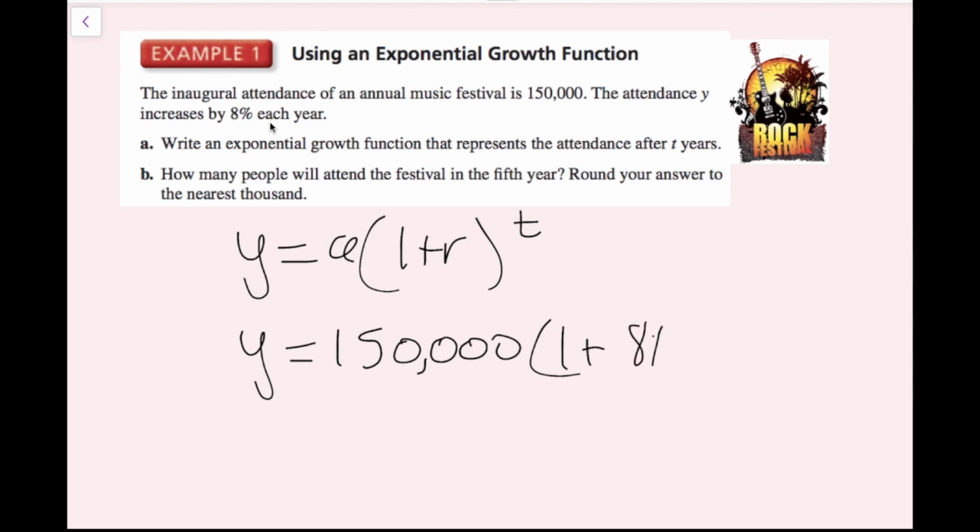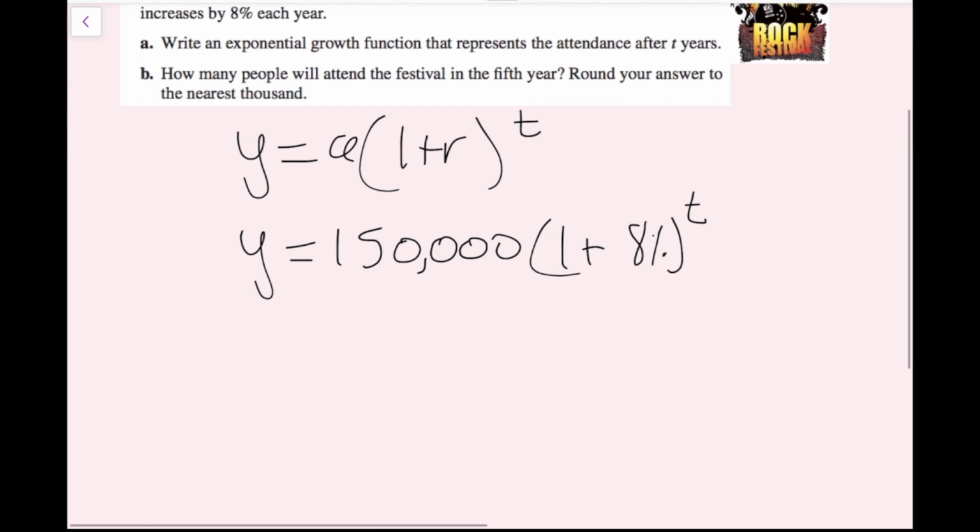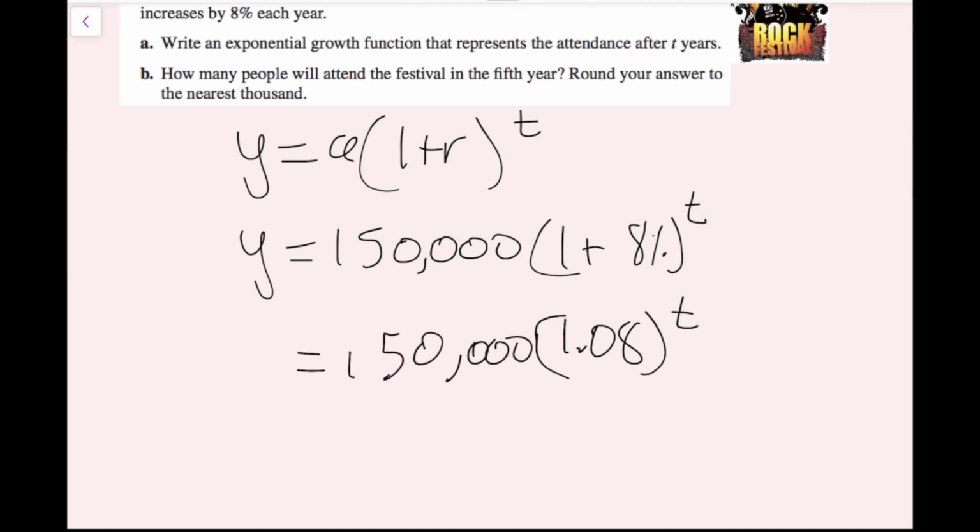And then this is to the power of t. Well, 1 plus 8%, 8% as a decimal is 0.08 plus 1 is going to be 1.08 to the power of t times 150,000. So this is my exponential growth function that represents the attendance after t years.